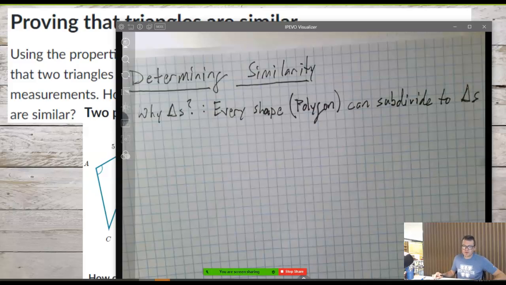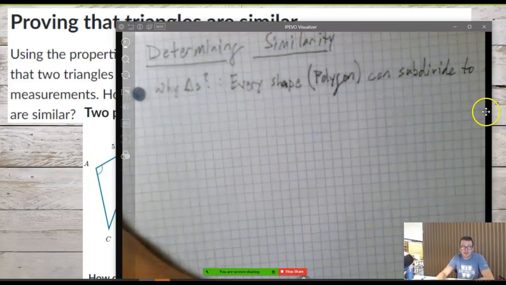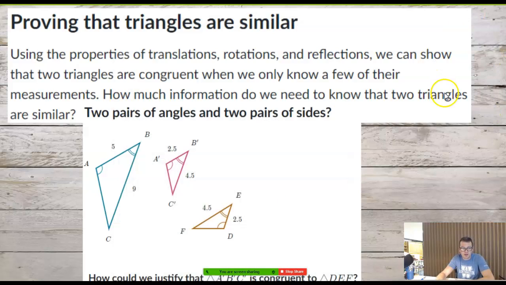Every shape we work with, every polygon we work with, can be subdivided into triangles. So literally everything we have is a bunch of triangles. That's it. We're always working with a bunch of triangles. Sorry to tell you, the whole world is just triangles. Triangles are extremely strong too. Start to pay attention to where you see triangles in architecture. It's pretty crazy. So here, they give us 2 pairs of angles and 2 pairs of sides.